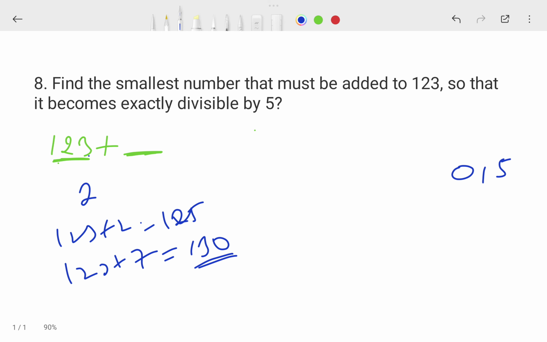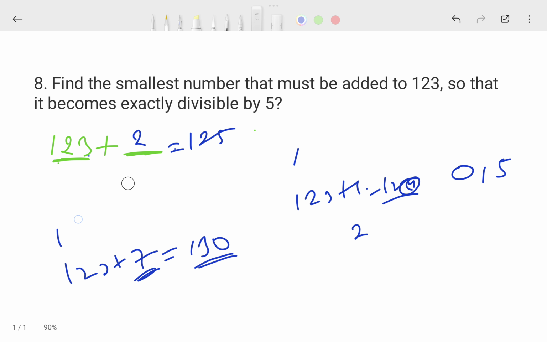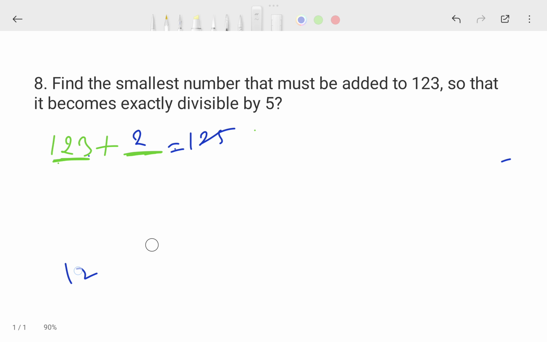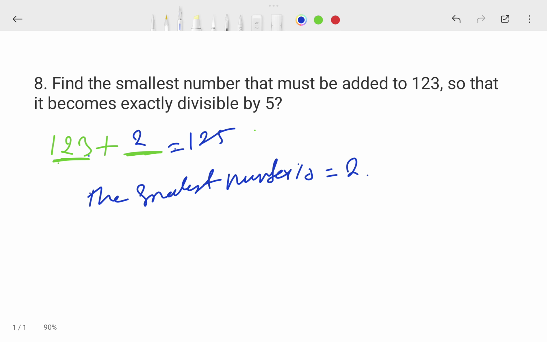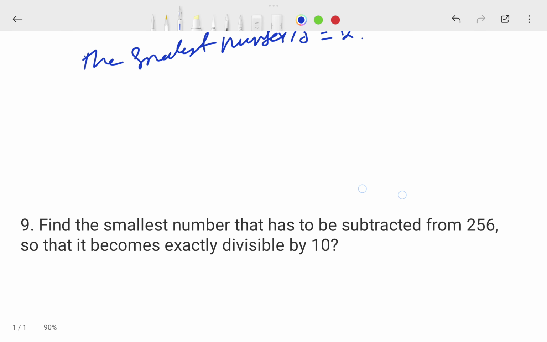But here it is telling you to add the smallest number. So 2 or 7, which is the smallest? You will say, sir, 1 is the smallest. But if you add 1 to 123, it is going to be 124, which is not divisible. If you add 2, it becomes 125, so now it is possible to divide. Now this 125 is divisible by 5. So what is the answer? The smallest number is 2. Okay, clear.